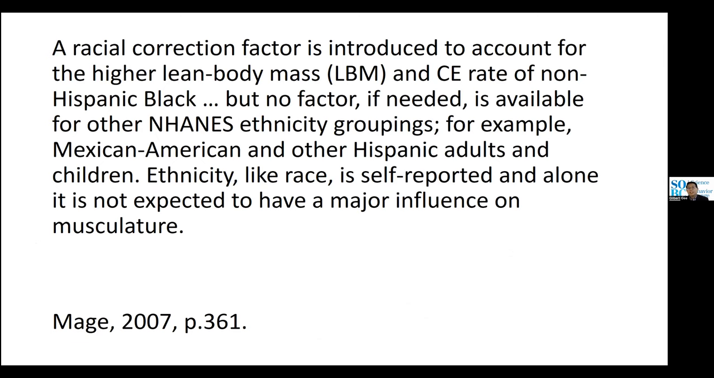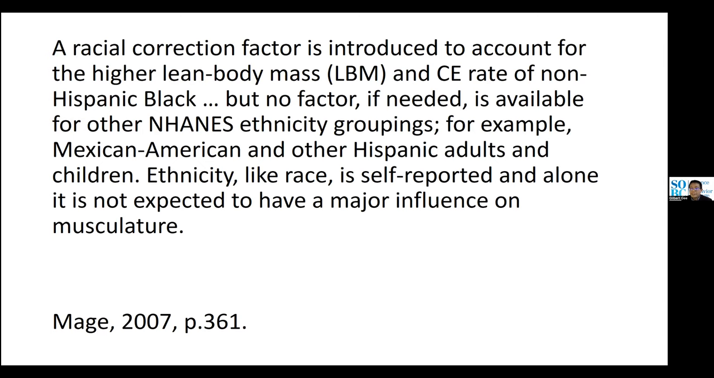Okay, so they wrote, a racial correction factor is introduced to account for the higher lean body mass and creatinine excretion rate of non-Hispanic Black participants, but no factor, if needed, is available for other NHANES ethnicity groupings, for example, Mexican-American and other Hispanic adults and children. Ethnicity like race is self-reported and alone is not expected to have a major influence on musculature.